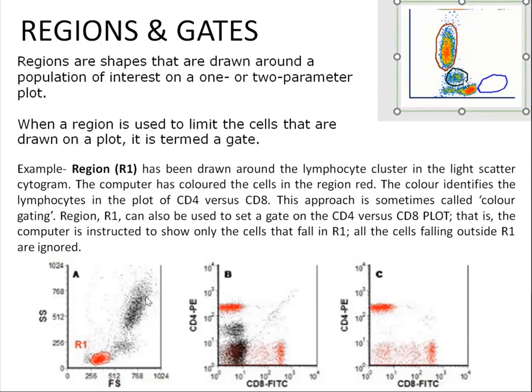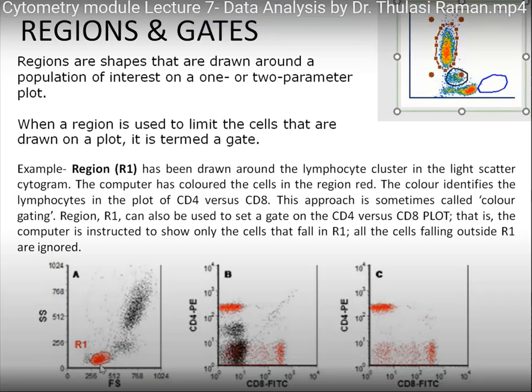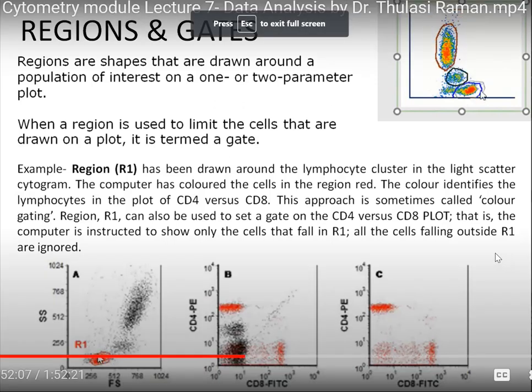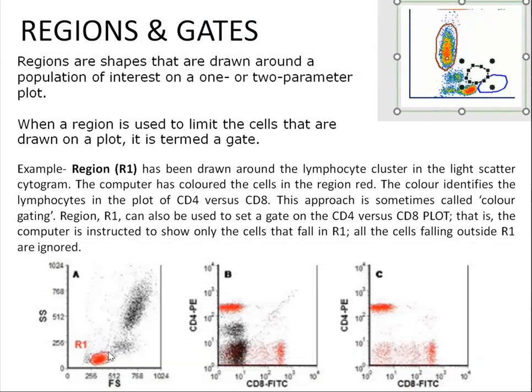Now see, this is again side scatter and forward scatter. Now I'm interested only in lymphocytes. So when I'm drawing a shape, which may be polygonal or oval or square or rectangle or anything, around this particular population, selecting it, that is called a region. Whenever I'm drawing a shape around this population, that population gets a different color. Say as I draw it, it turns red, so that population in all the other plots will turn red in color.